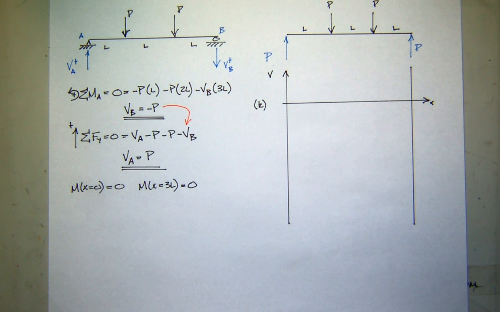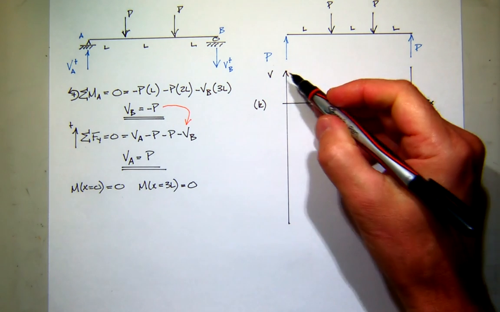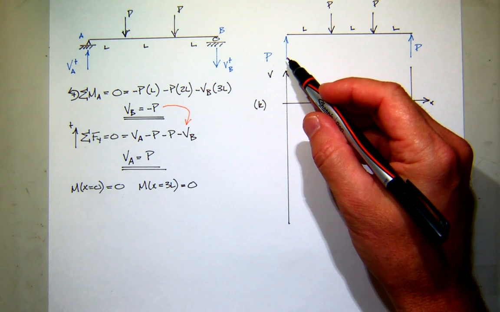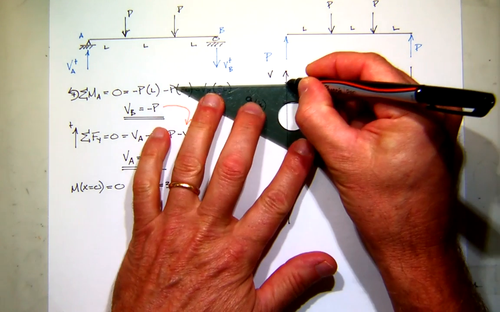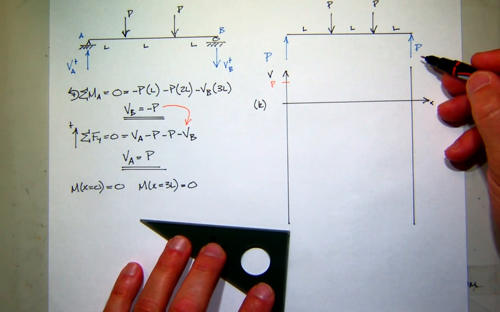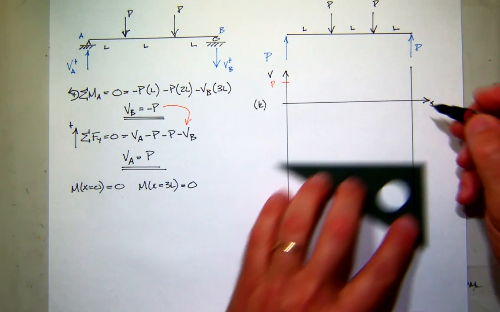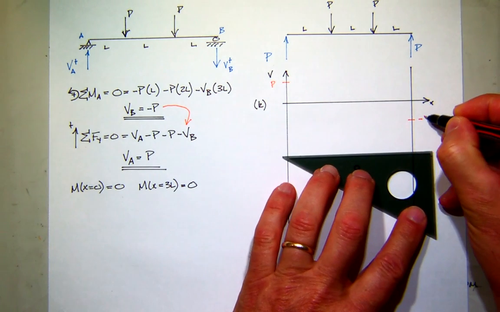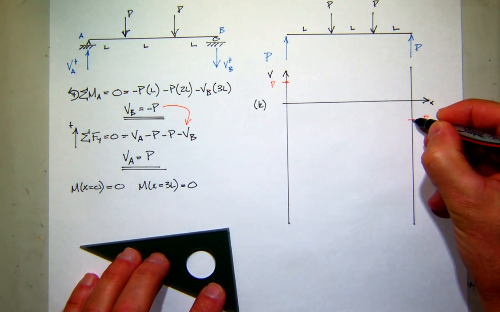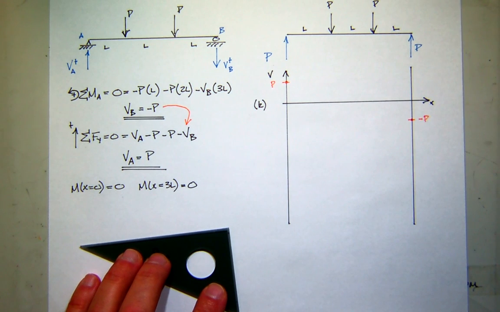Now, what do I know about the shear in this problem? Starting at A, what is the shear at A? It's positive P. What is the shear at B? Negative P. So if my diagram starts at positive P, it better land on negative P. If it doesn't, something's not right.